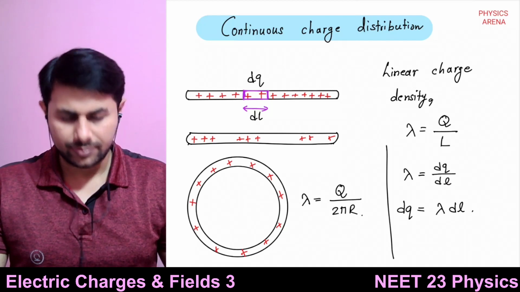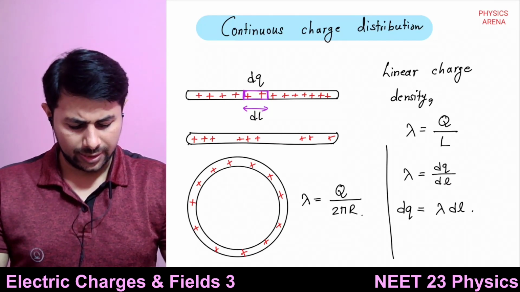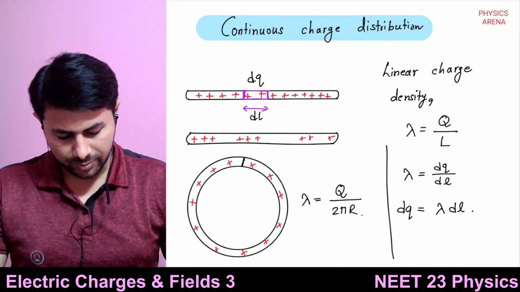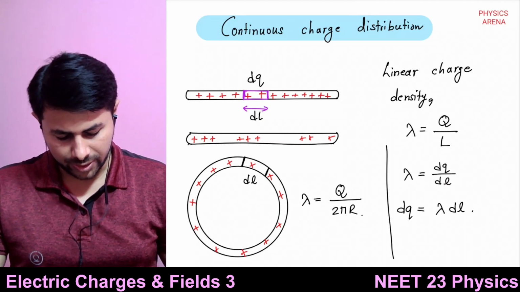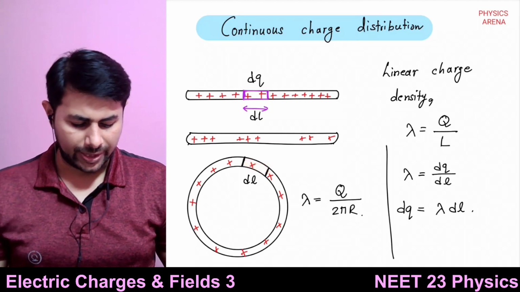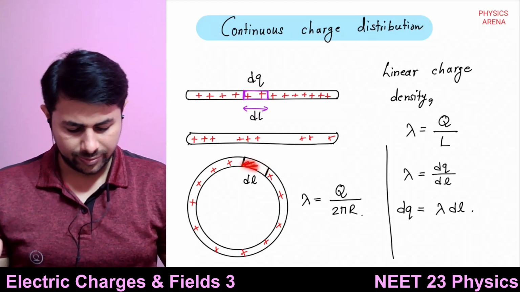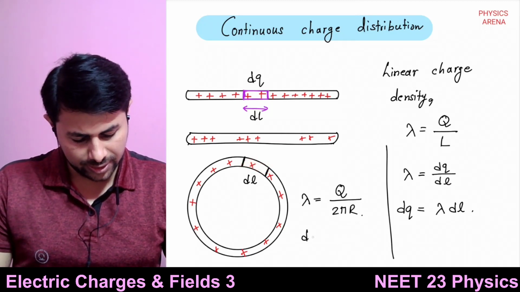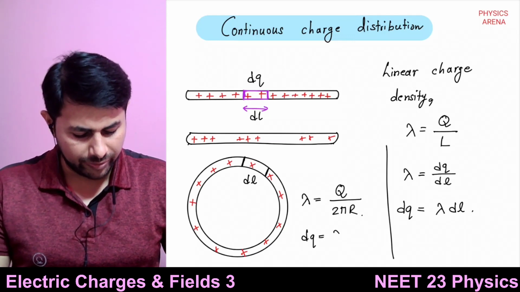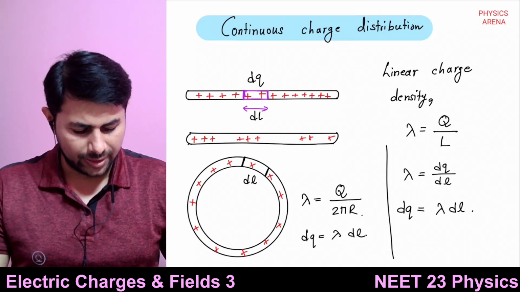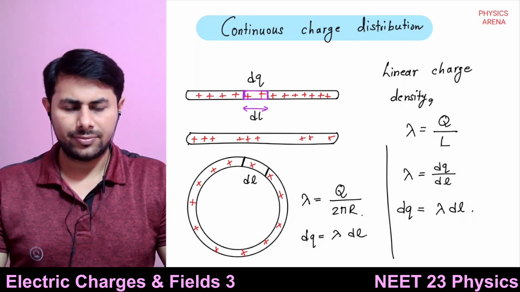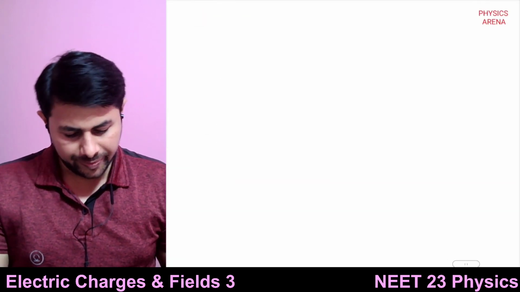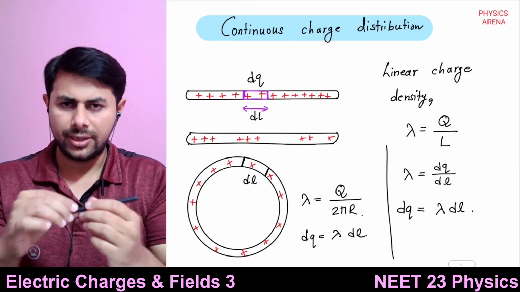2 pi r. And then if you want to find out the charge in any length, so let's suppose from here to here, we can find out the charge on it. Suppose the charge is dq. dq will be equal to what? Lambda multiplied by dl. Okay, got it?